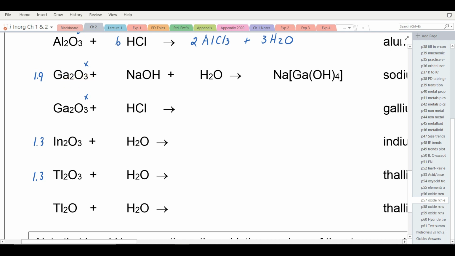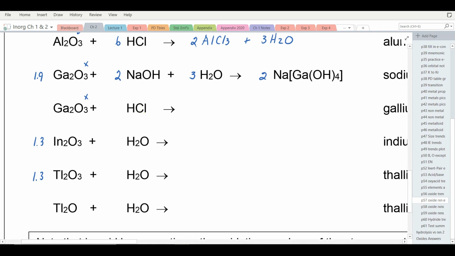I see 2 galliums on the left. Let's put a 2 on the right. Gives me 2 sodiums. For oxygens, I have 2 times 4 is 8. This is 3 plus 2 is 5. I need 3 more. That would give me 6 hydrogens plus 2 is 8. And 4 times 2 is 8. Looks like it's balanced.